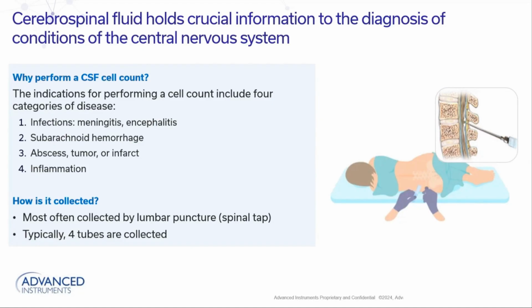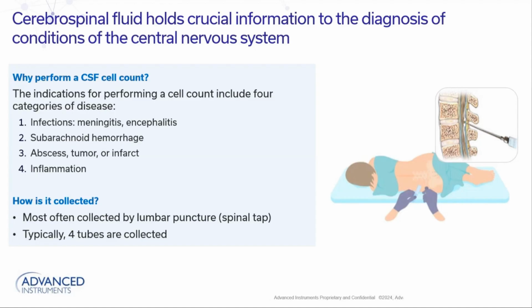So the reason we perform a CSF cell count is to help support the doctor's diagnosis or decision-making process around things like infections, so like meningitis, encephalitis. Maybe they have an active or previous subarachnoid hemorrhage, an abscess, a tumor, an infarct, or maybe just general inflammation.